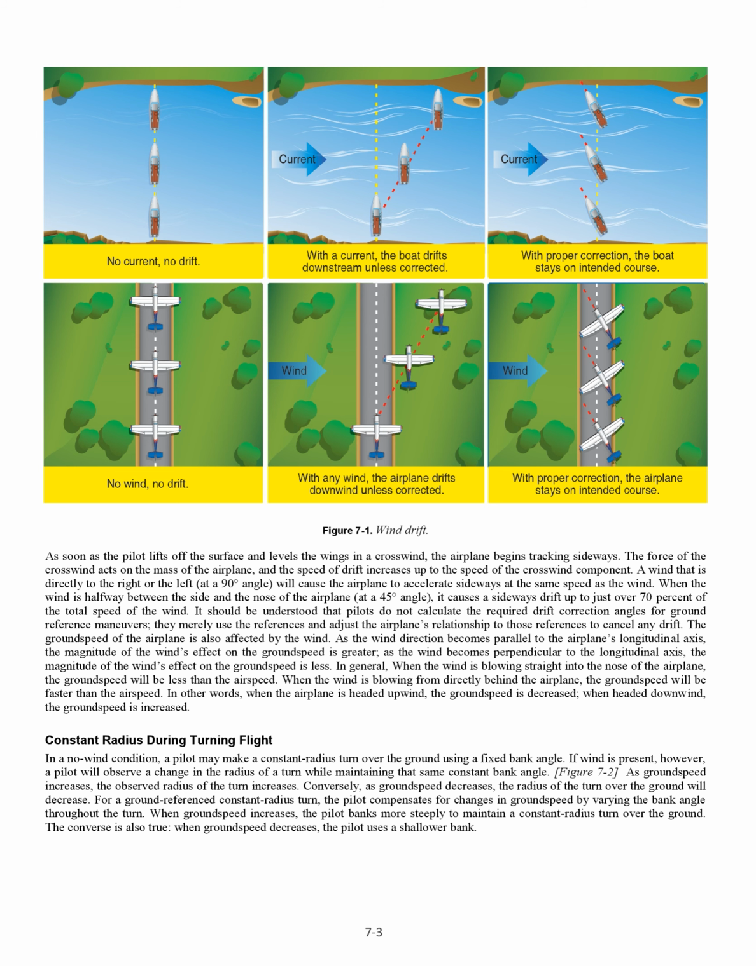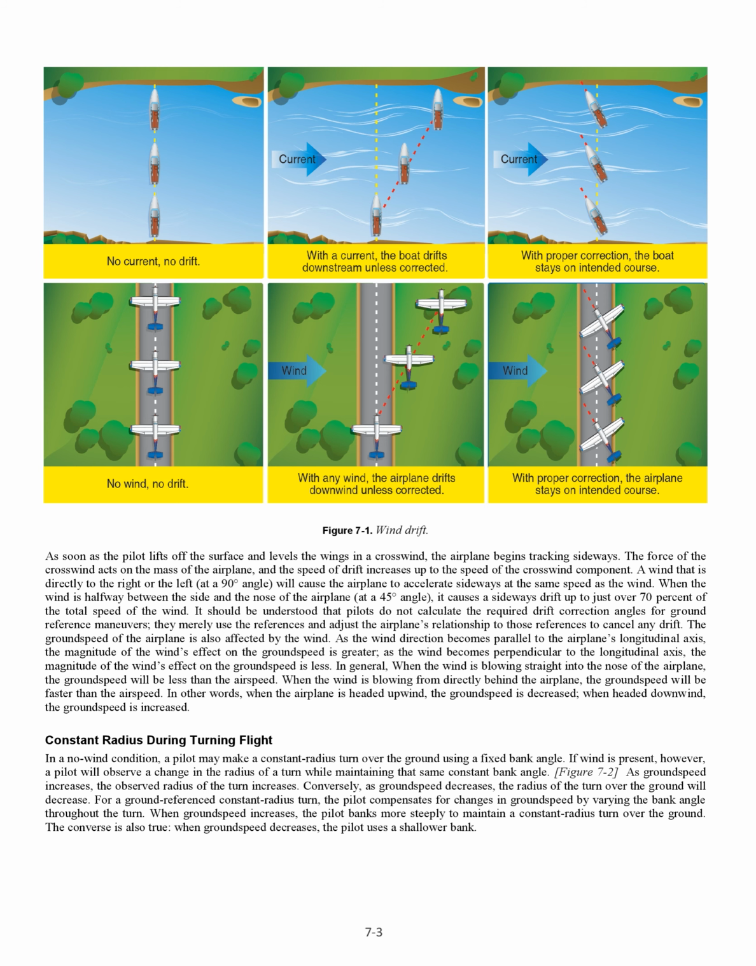As soon as the pilot lifts off the surface and levels the wings in a crosswind, the airplane begins tracking sideways. The force of the crosswind acts on the mass of the airplane, and the speed of drift increases up to the speed of the crosswind component. A wind that is directly to the right or the left, at a 90 degrees angle, will cause the airplane to accelerate sideways at the same speed as the wind.